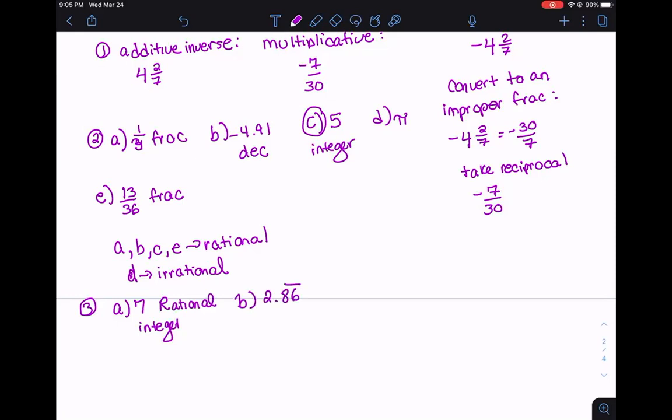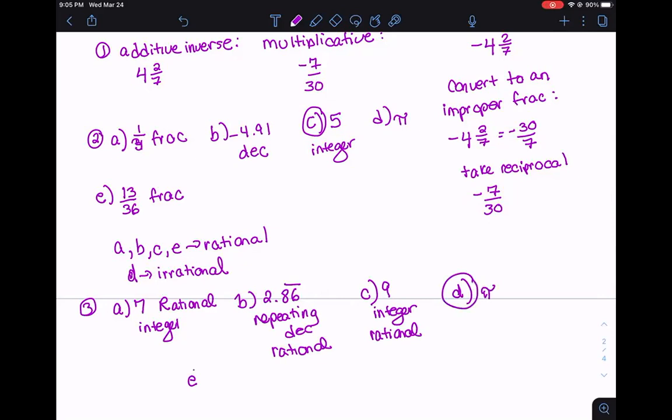2.86 with the bar over it is a repeating decimal. That is considered rational. 9 is an integer. Sorry, I got to look at my phone. This is also considered rational. I just figured this would help you guys. D is obviously irrational, so that is our answer.